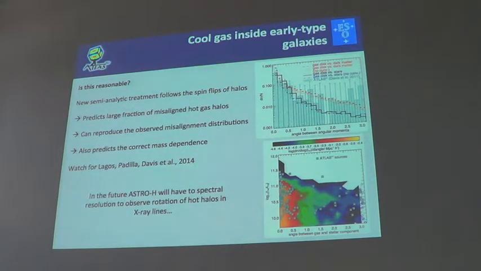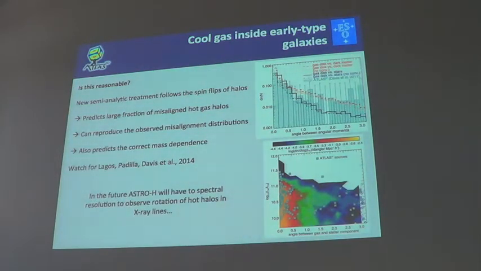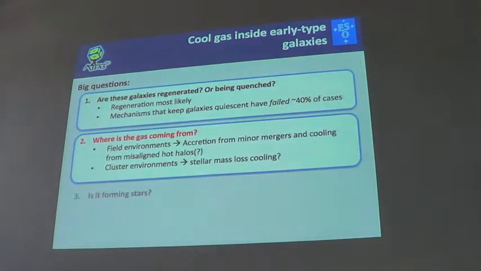Observationally, we can test whether this is really the case once ASTRO-H comes online. It's a new X-ray satellite that will have the spectral resolution to see if hot halos rotate directly in the X-ray lines, which would be very interesting indeed. So, here are my conclusions about this. There's accretion that dominates in the field, but also perhaps there's cooling.